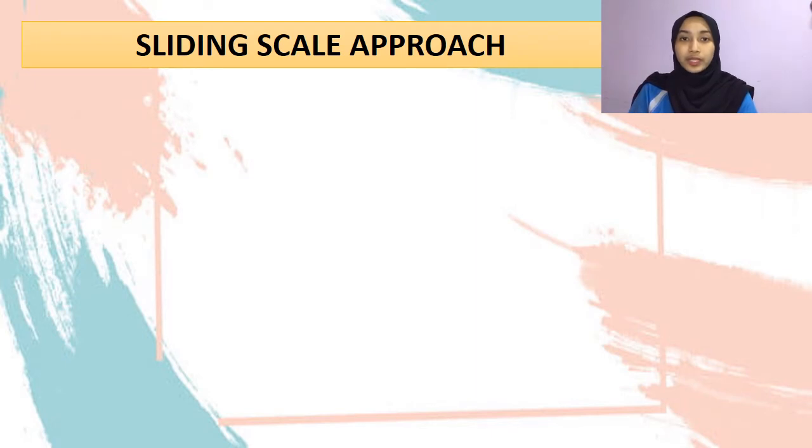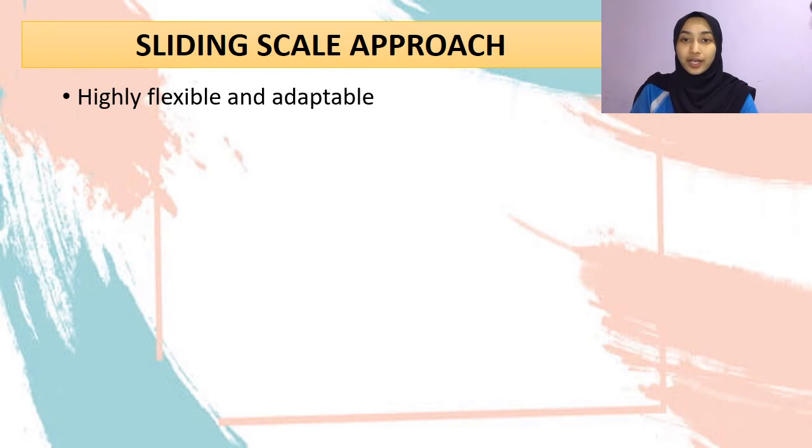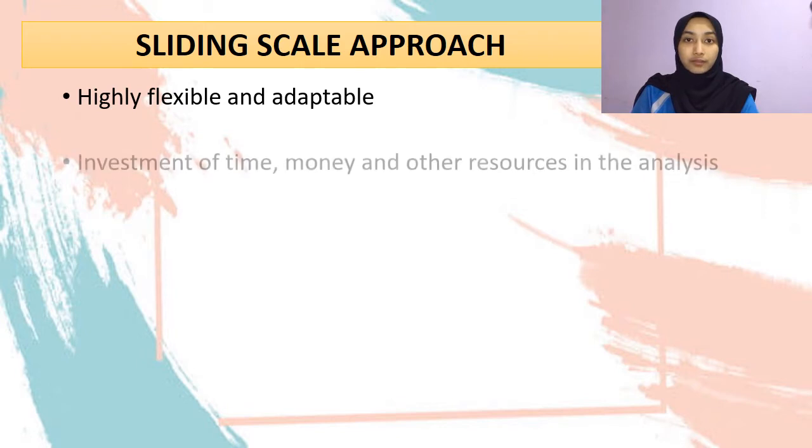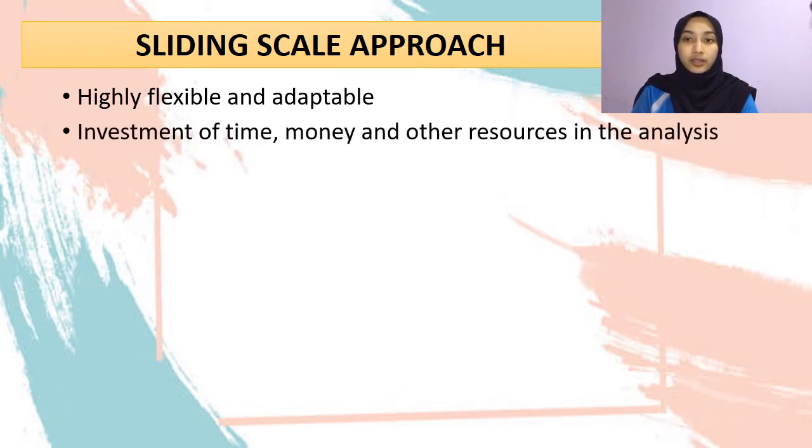Okay, now we'll continue with the sliding scale approach. This framework is designed to be highly flexible and adaptable to local situations and needs. The notion of the sliding scale approach of analysis is that the investment of time, money, and other resources in the analysis is commensurate with the complexity of the project and the consequences of the decision.